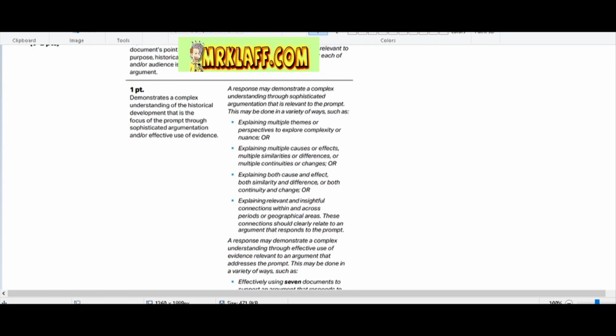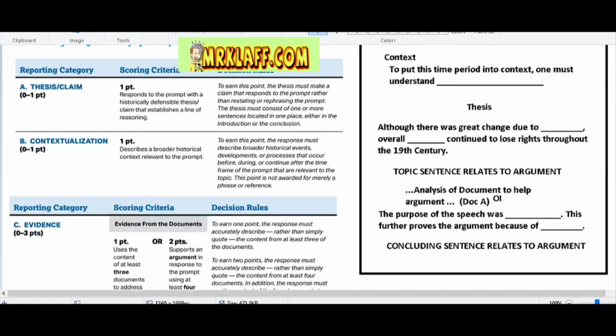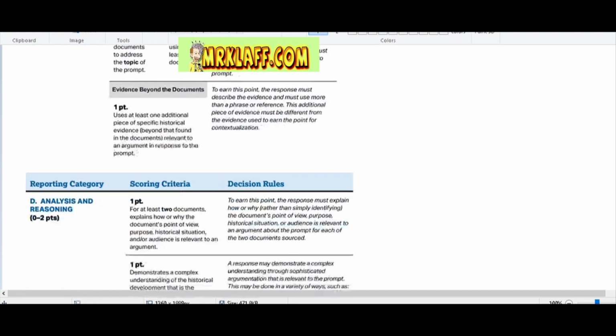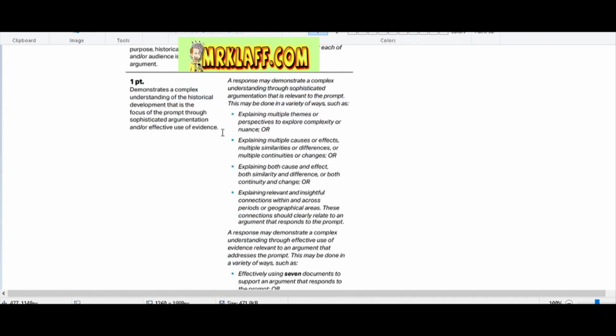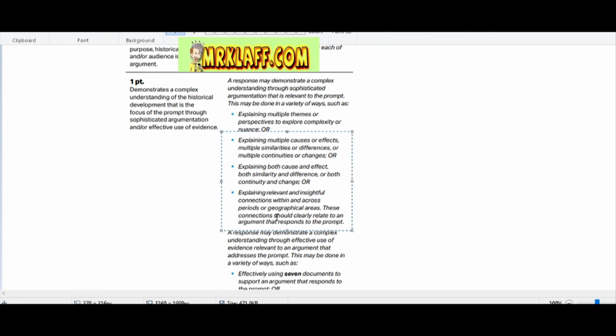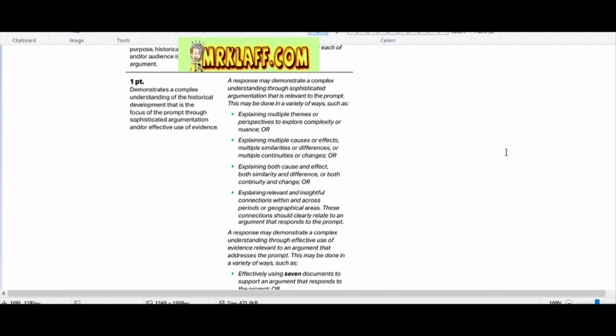That's actually what the old rubric was. The other ways to get this, if you have our thesis at the onset, I said, although there was change, there was continuity, by showing multiple continuities and changes, if you keep that theme going of showing continuity and change, showing both cause and effect, similarity and difference. This is similar to the old rubric. That is a way to do it. Explaining relevant, insightful connections across the time. You should do this. If you do it, it should be complex, like in every paragraph, to make sure that it's clear how you're relating, perhaps Reconstruction to the Civil Rights era. That's a way to do it.